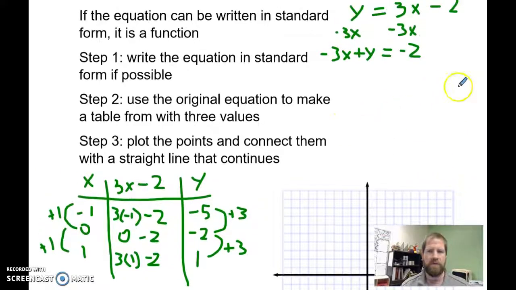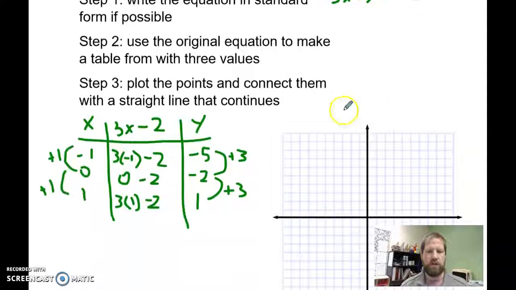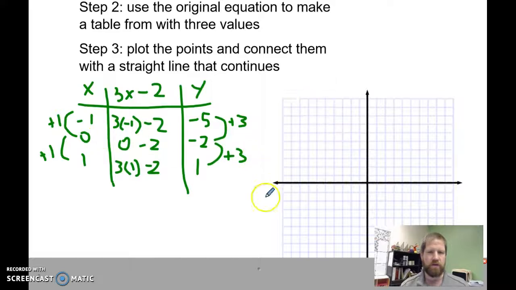If I wasn't quite sure from just putting it into standard notation, filling out a table and checking to see that your values change consistently is another way. And then from there I can just graph it.